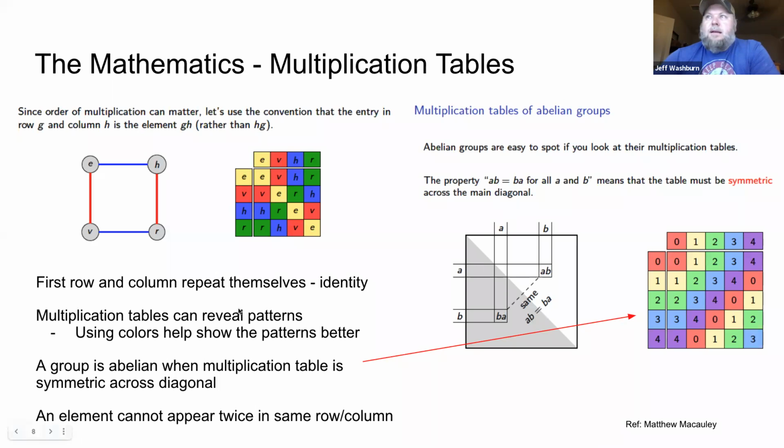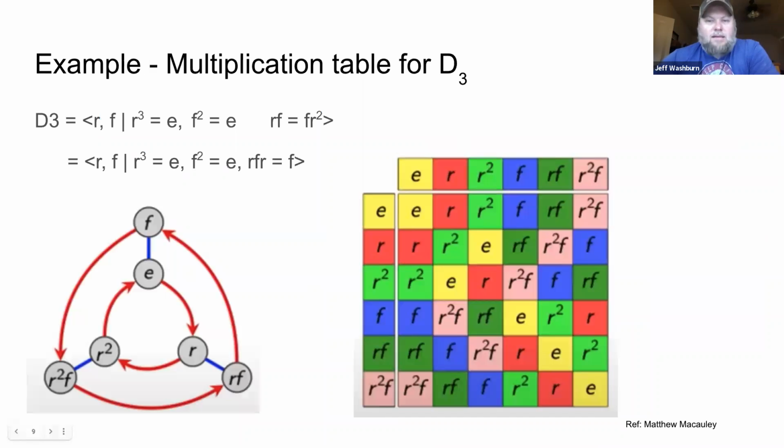On the next slide here, this is an example of the multiplication table for the D3. I showed it earlier, right, where we have the rotations and the flips. So R3 is equal to the identity, meaning if I go R1, 2, and 3, I end up at the identity.